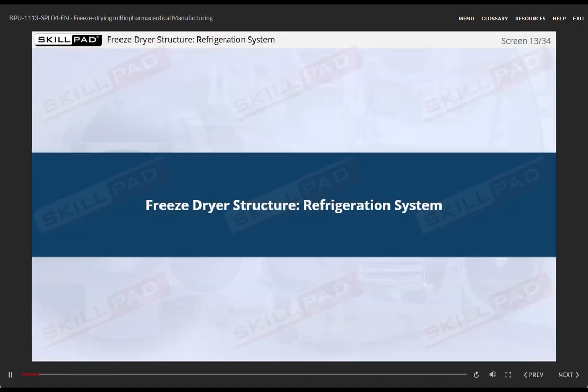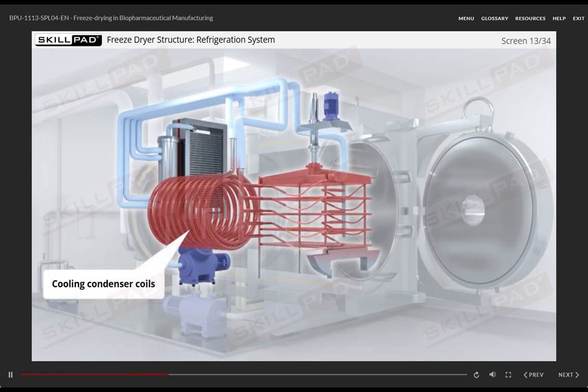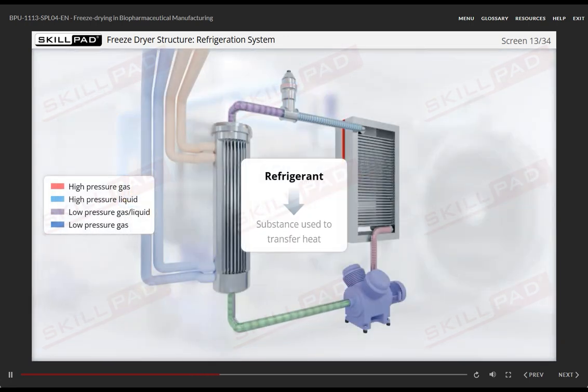Freeze-dryer structure, refrigeration system. Refrigeration is the process of absorbing heat from one area and relocating it to another. The refrigeration system in a freeze-dryer is used for cooling the condenser coils and cooling of the shelves. The refrigeration system contains a refrigerant, which is a substance used to transfer heat.